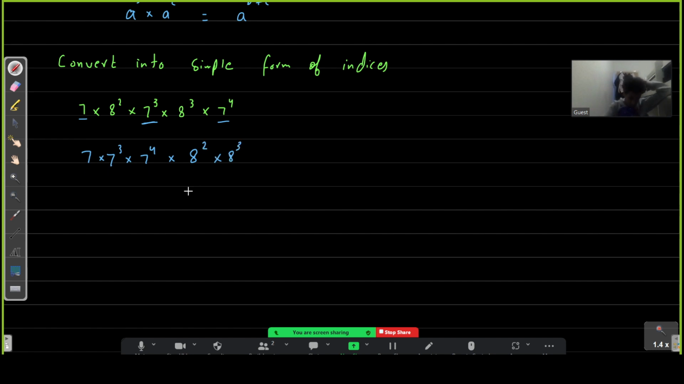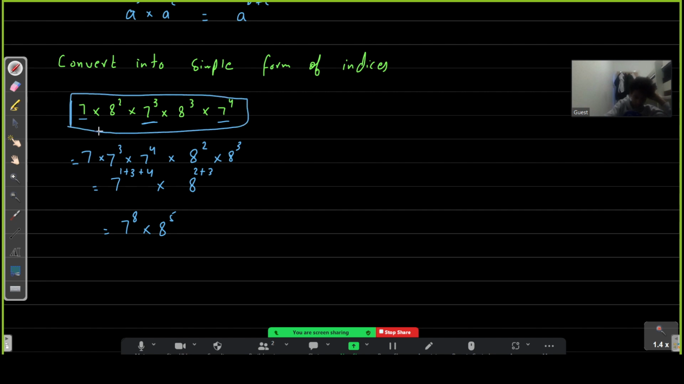So now we can combine. For base 7 we have 7 in the power, we can write 1 plus 3 plus 4, and then we can write the same base 8, so 8 power 2 plus 3. So 4 plus 4 is 8. So 7 power 8 is the first part, and 8 power 2 plus 3 is 5, so 8 power 5. That's the answer. We have just converted this into the simple form.